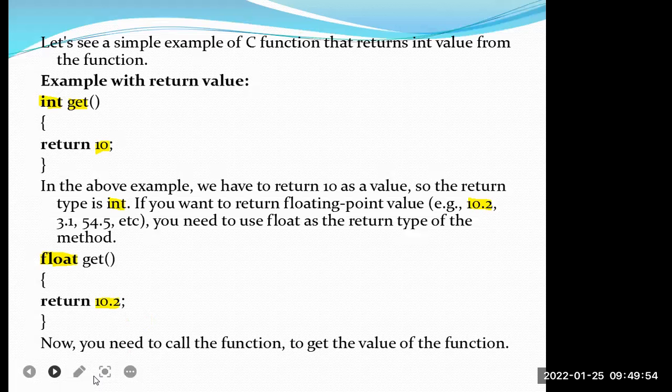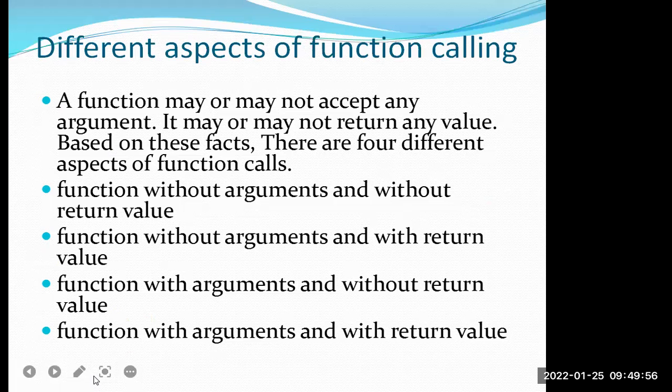Okay, these are the different aspects of function calling. There are 4 different aspects of function calls. A function may or may not accept any argument, and it may or may not return any value. Based on this fact, there are 4 different aspects of the function call.